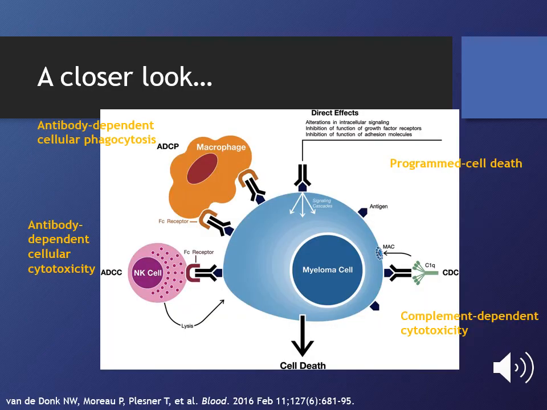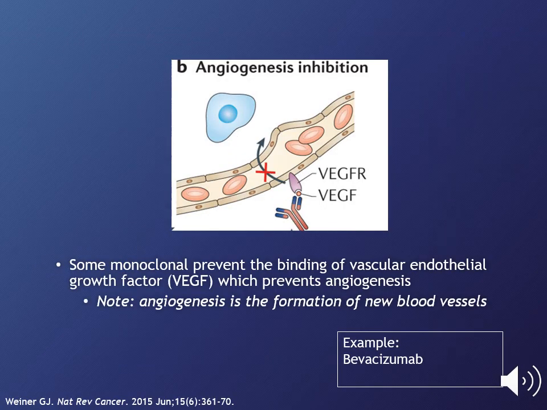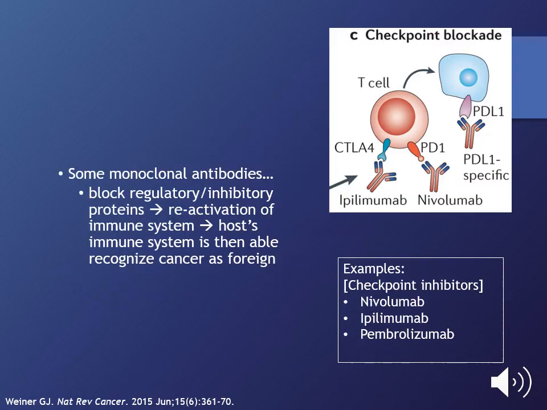This slide is a closer look at the 4 mechanisms I just reviewed on the previous slide. Some monoclonal antibodies like bevacizumab prevent the binding of vascular endothelial growth factor, which prevents angiogenesis. Angiogenesis is involved in the formation and the maintenance of blood vessels. The checkpoint inhibitors block regulatory or inhibitory proteins that are normally responsible for shutting down the immune system. When these proteins are blocked, the immune system becomes reactivated, and the host immune system now has the ability to continue to recognize tumor cells that do not belong.